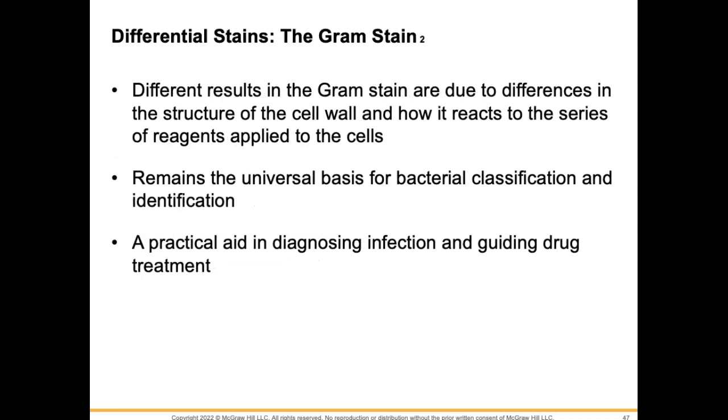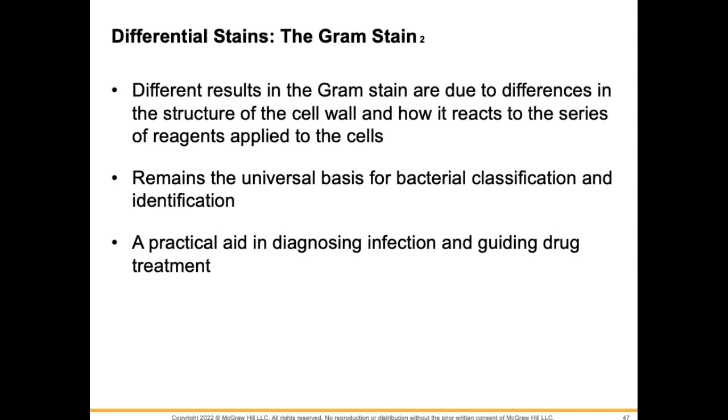So different results in the Gram stain are due to differences in the structure of the cell wall and how it reacts to the series of reagents applied to the cells. Specifically, you're going to hear me talk about this more and more this semester, but the layer of peptidoglycan that is found in that cell wall is what causes a difference in the Gram stain reaction. And we'll go more in depth in that coming up.